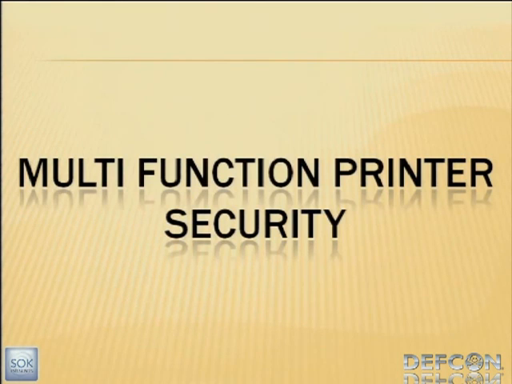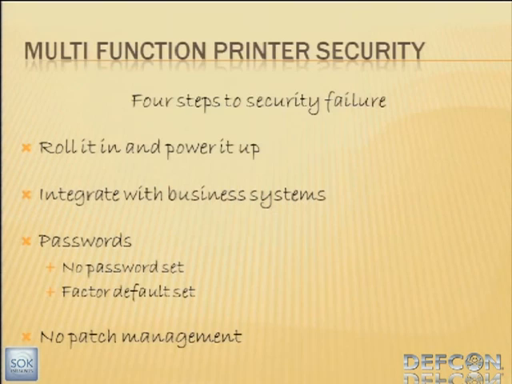So the next thing I want to get into is multifunction printer security. We have one slide: four steps to security failure on a multifunction device. Pretty straightforward. What do we do? We roll these things in, we power them up. We integrate these into the business system so they connect to our SMTP, they connect to our Microsoft Active Directory environment, they connect to FTP servers, and then the third thing, what do we do? We set no passwords on these, or we leave them at the factory default password settings.